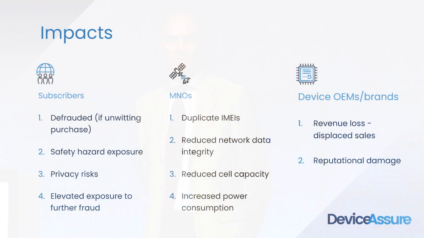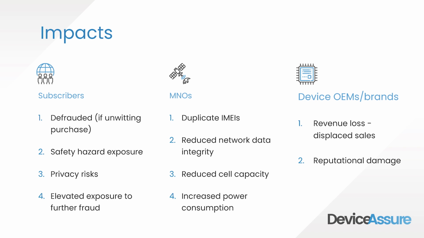The mobile operator. A symptom of non-standard and counterfeit devices on the network is duplicate IMEIs. The proportion of these will vary worldwide, and there are also different causes for duplicate IMEIs, which we'll go into a little later. But the overall effect of this is reduced data and network integrity. It reduces your knowledge of what's really going on in the network.